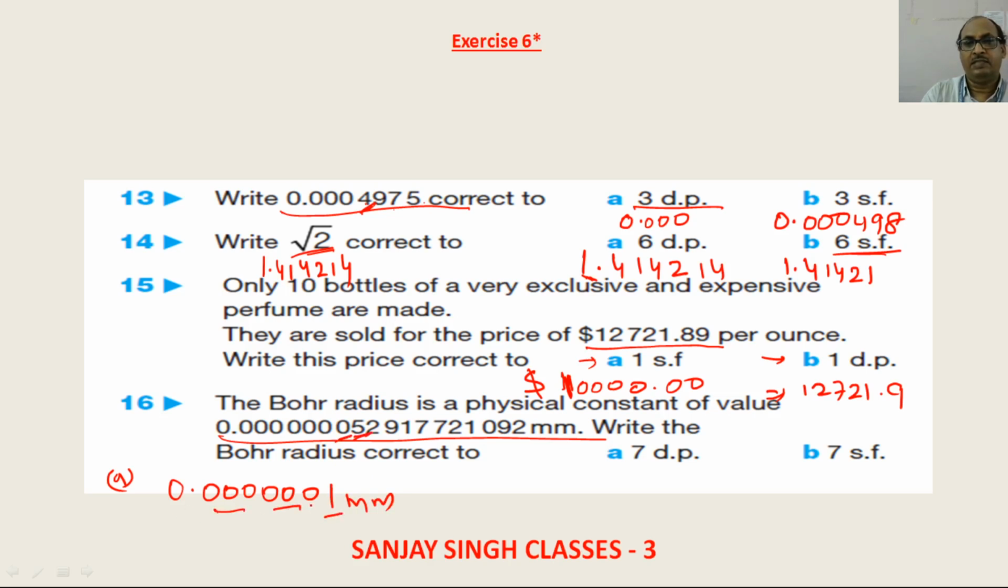33617, 7 decimal places. B, 7 significant figures are there. Before that, whatever zeros are there, 3 zeros, one more zero, and from 5 we will start counting significant figures, non-zero numbers. 1, 2, 3, 4, 5, 6, 7. This 1 will not have any effect because it is less than 5. So up to 2 we need to write. So we will be writing 5, 2, 9, 1, 7, 7, 2.